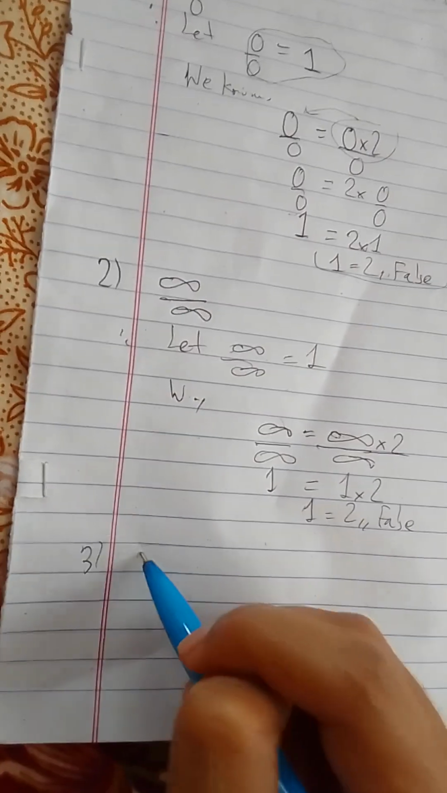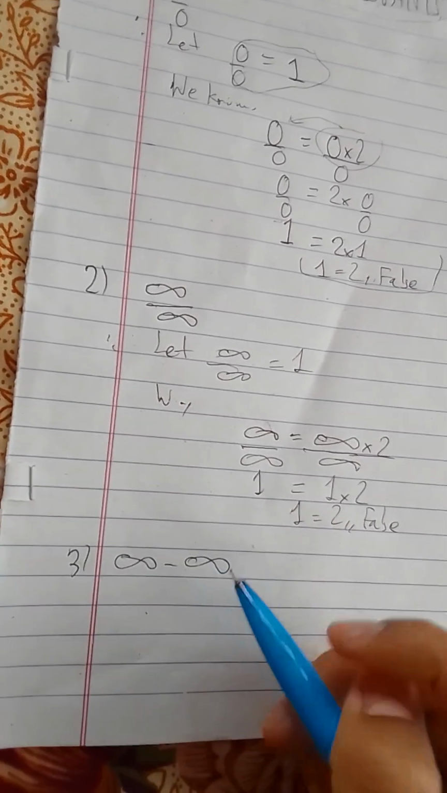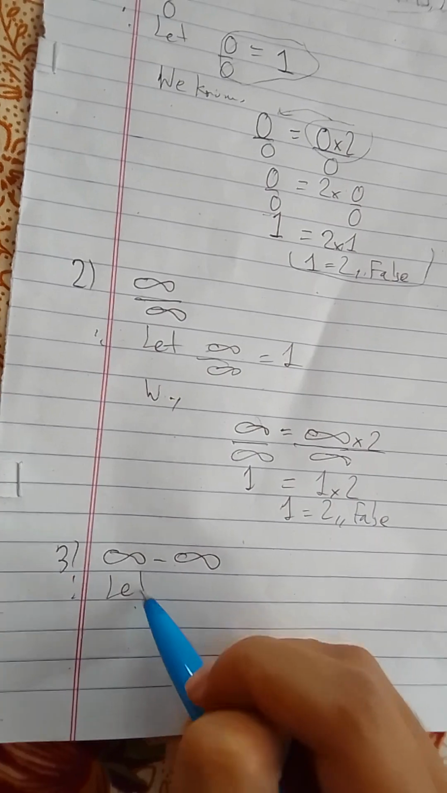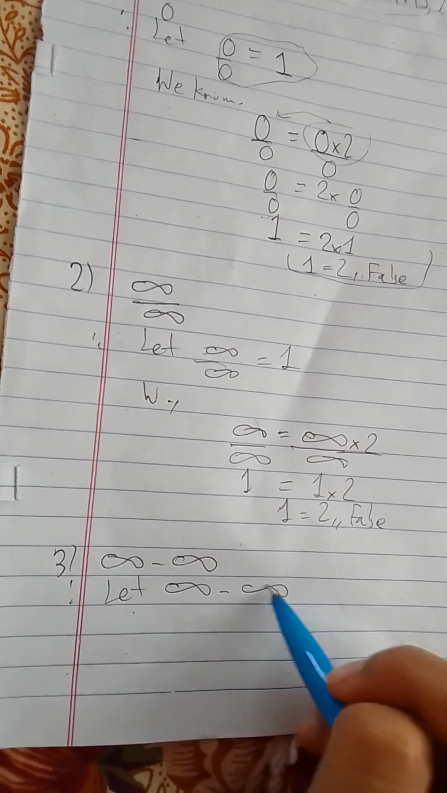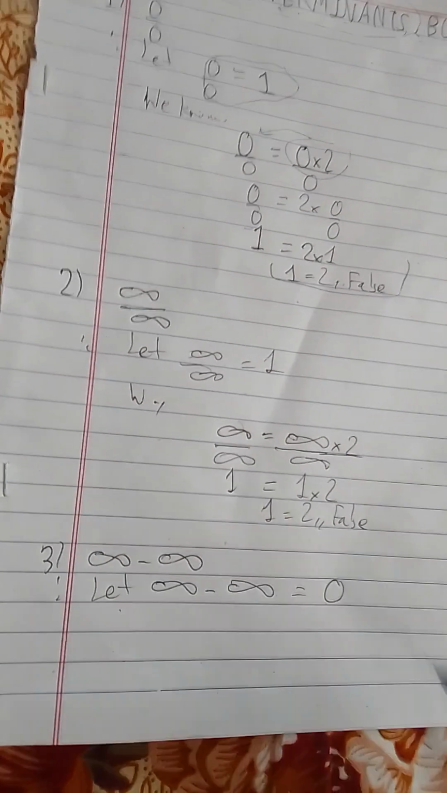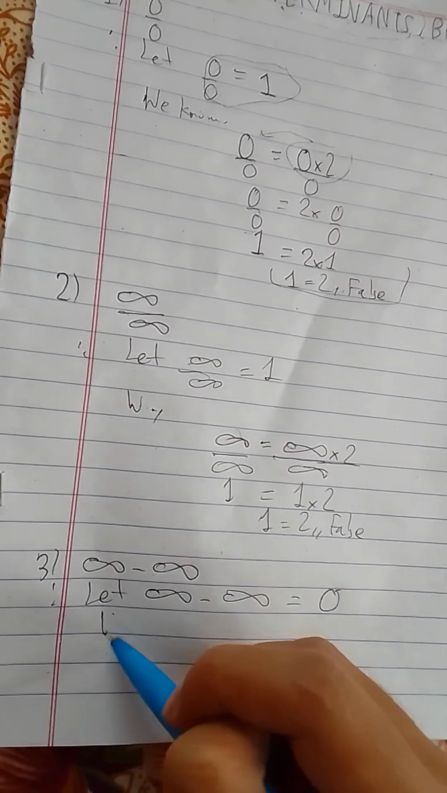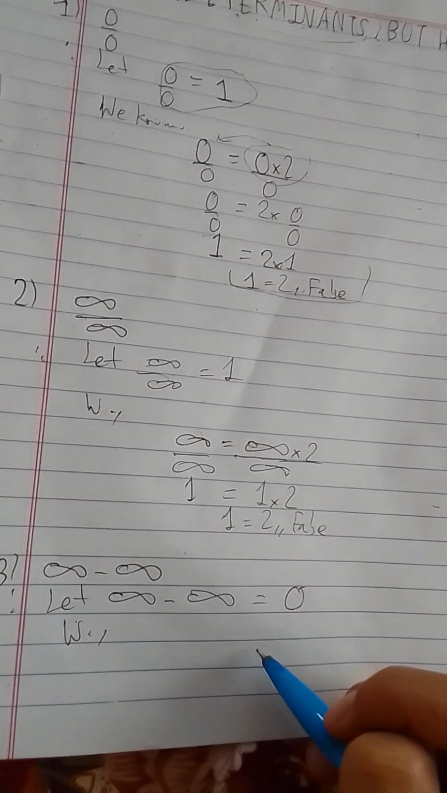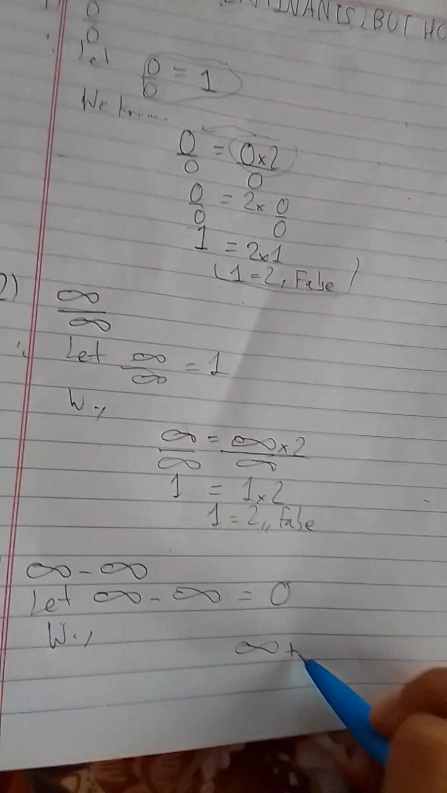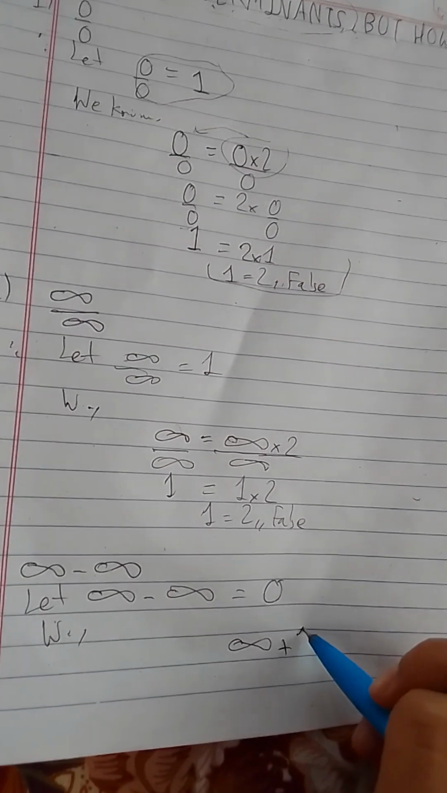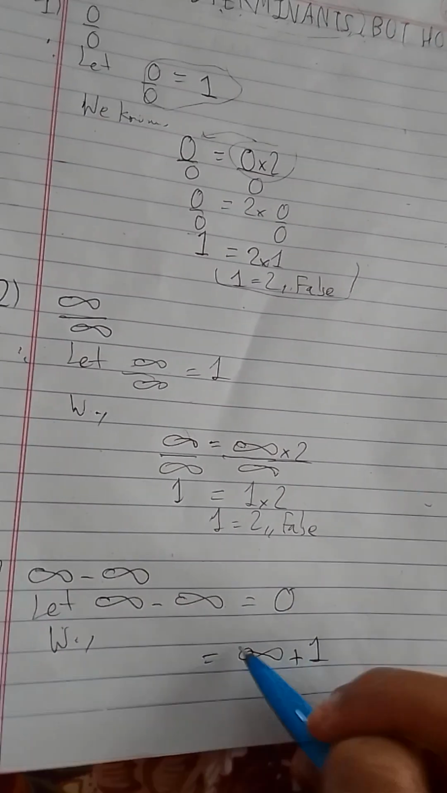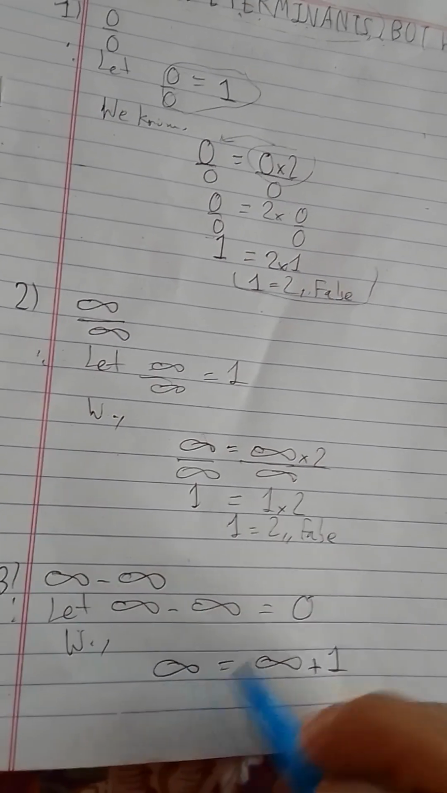Now we have infinity minus infinity. Now this looks like a weird one because you think it would be 0. But we can use the knowledge that infinity plus any number is infinity. Let's just take 1 for example. Infinity plus 1 is still infinity.